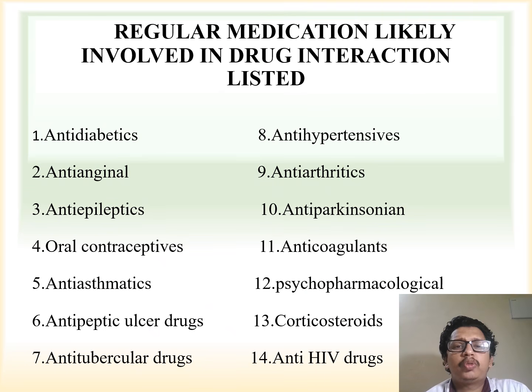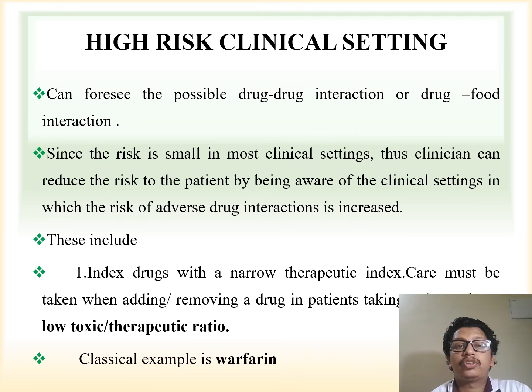These are the drug classes notorious for clinically significant drug-drug interactions: antidiabetics, antianginal drugs, antiepileptics, anti-asthmatics, antipeptic ulcer drugs, anti-TB drugs, antihypertensives, anti-Parkinsonian drugs, anticoagulants, anti-HIV drugs, etc.